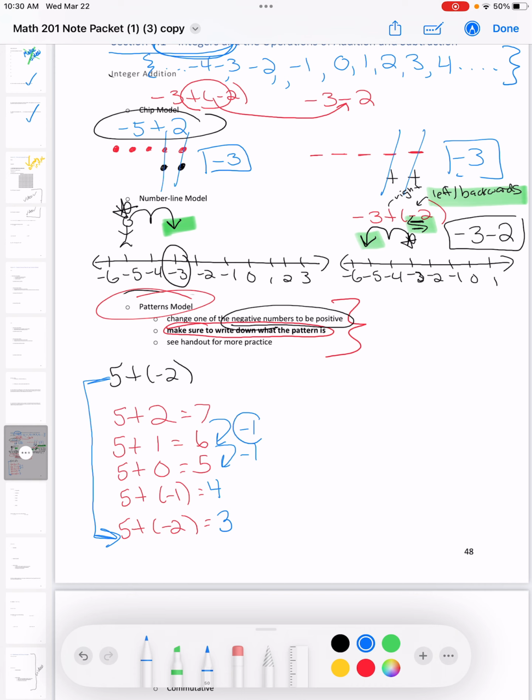So I can really show them that this is just a subtraction problem. This is the same thing as 5 minus 2. That's the whole point of the patterns model: we can show them that it really is just subtraction.